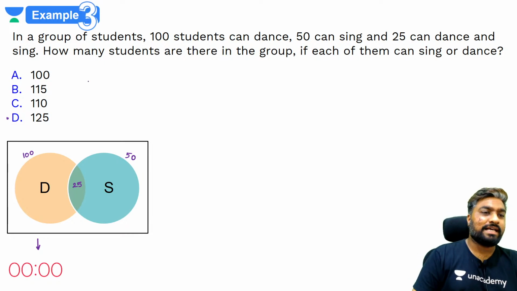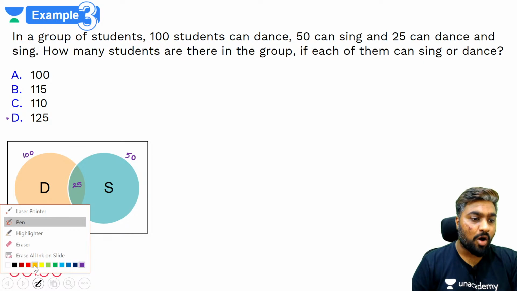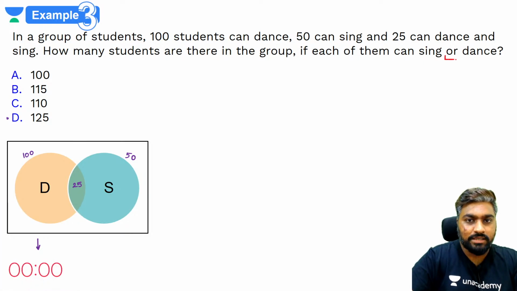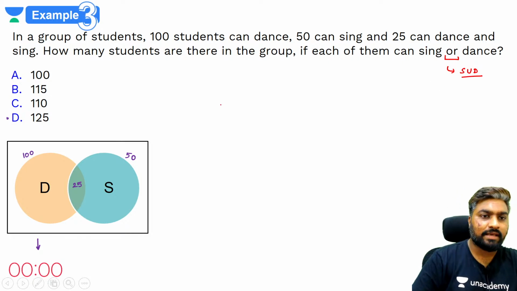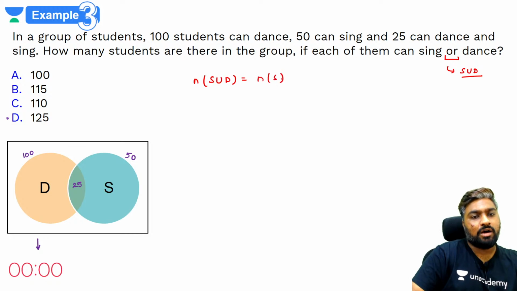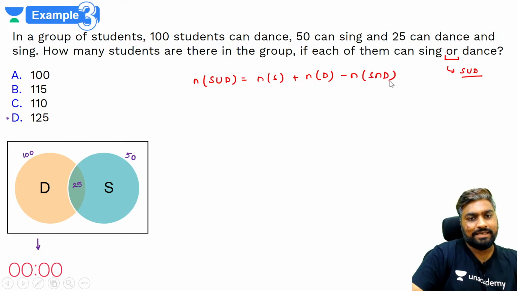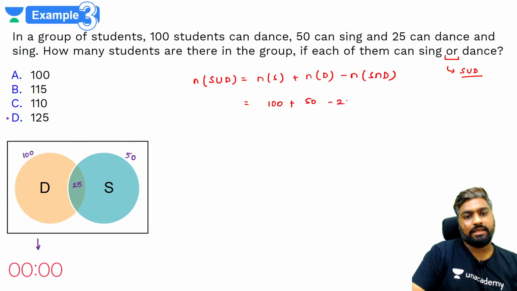Now the question is asking how many students are there in the group if each of them can sing or dance. What do you mean by sing or dance? Simple understanding: or is union, correct? So sing union dance is what we want. How do you find out? By the rule of addition. The number of terms in sing union dance is the number in sing plus the number in dance minus the number in sing and dance, which is 100 plus 50 minus 25, which is 150 minus 25, 125.